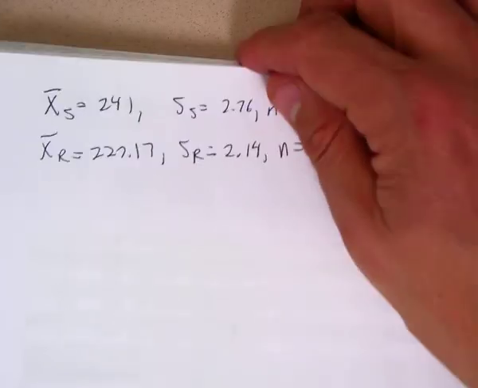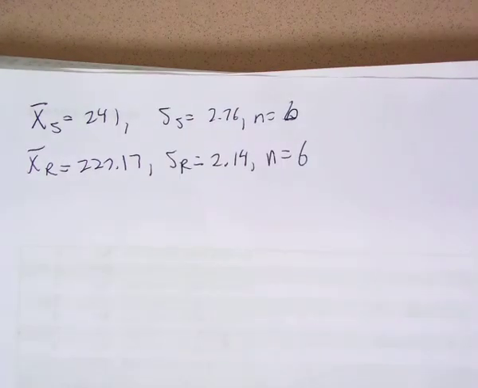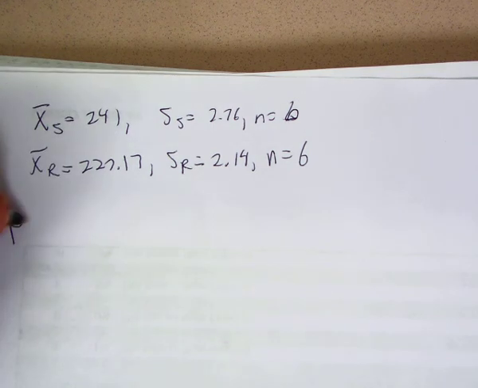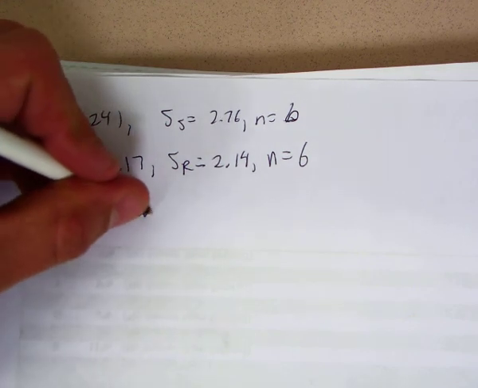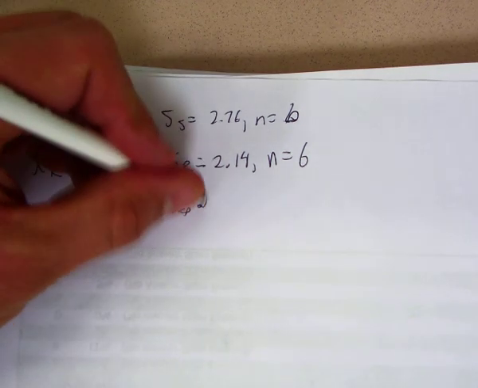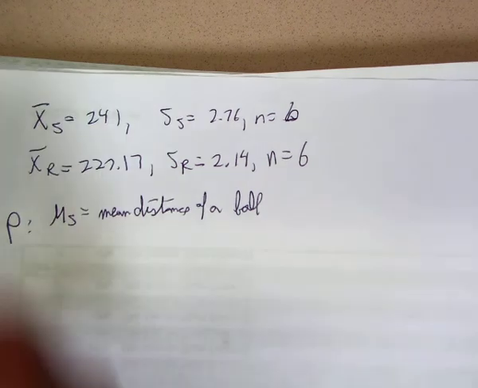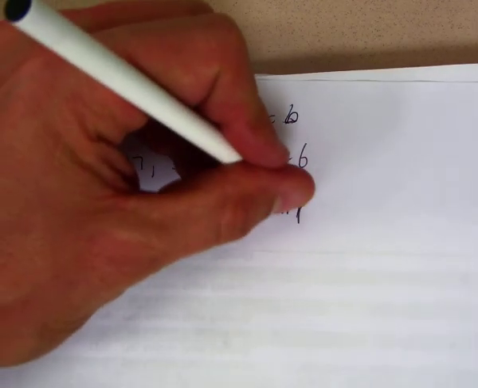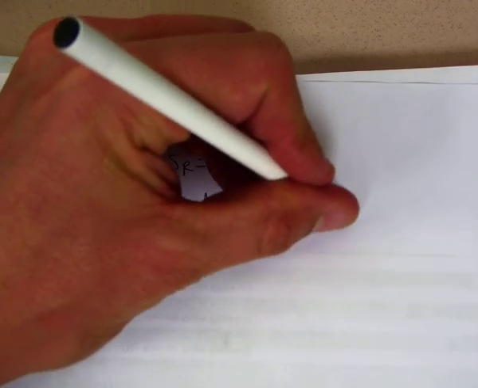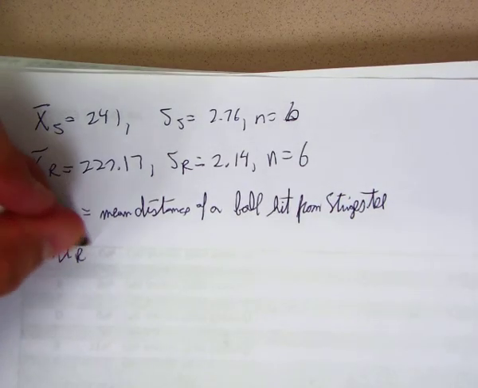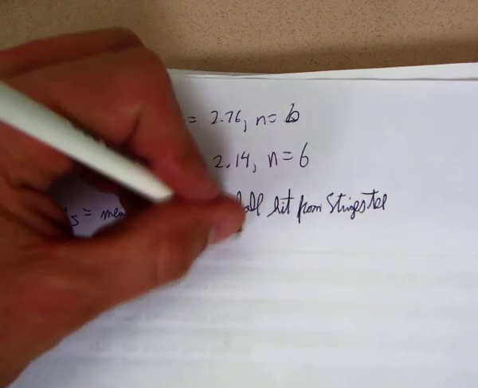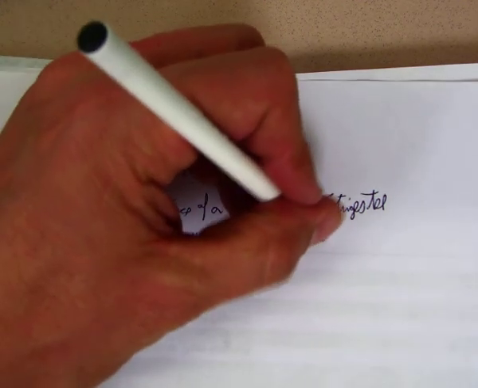Alright, so basically, there are your statistics from the stinger and the regular T's. So our parameter here, mu of s, is the mean distance of a ball hit from a stinger T. And then mu of r is the mean distance of a ball hit from a regular T.